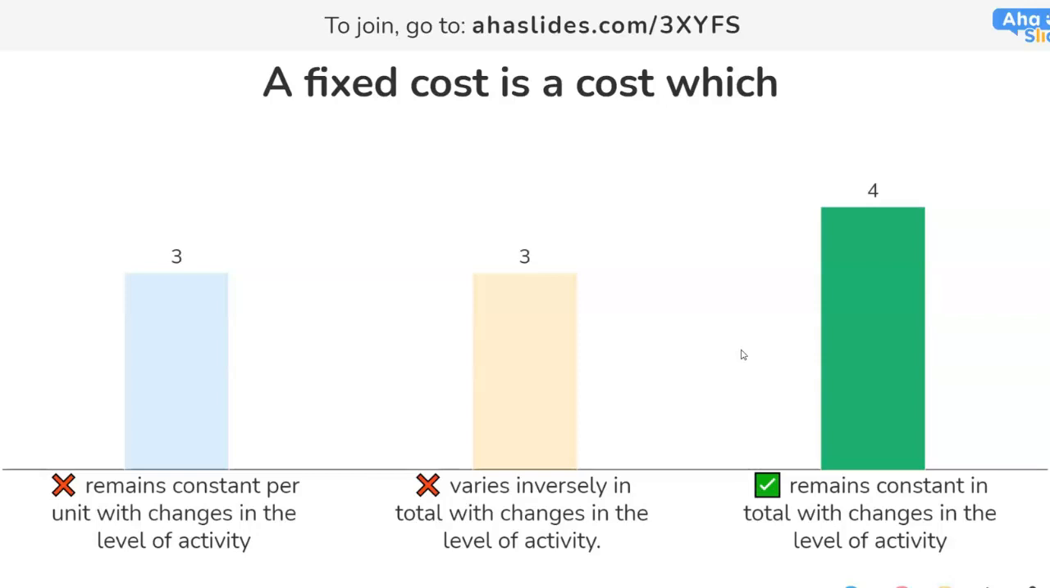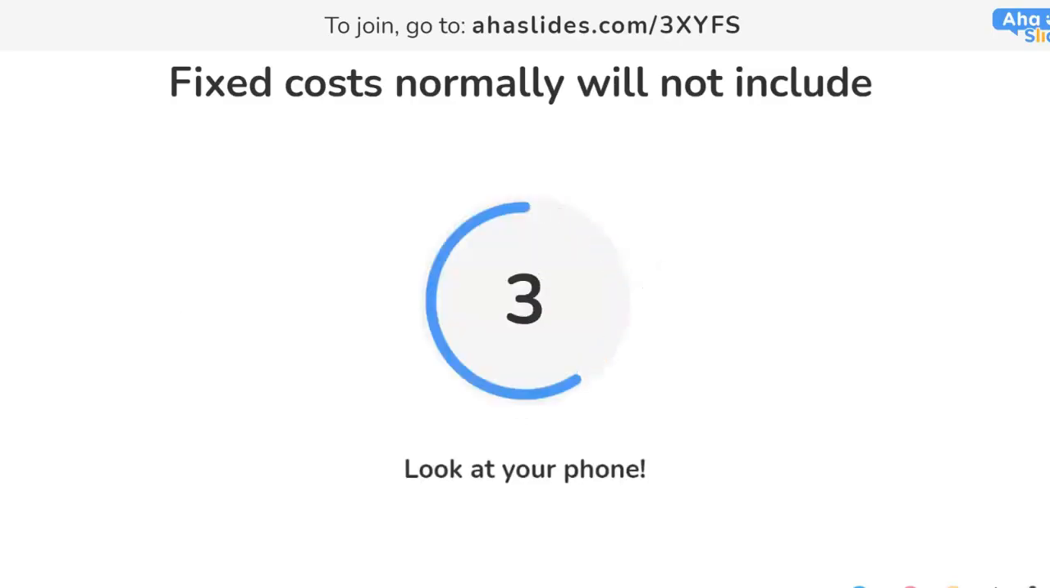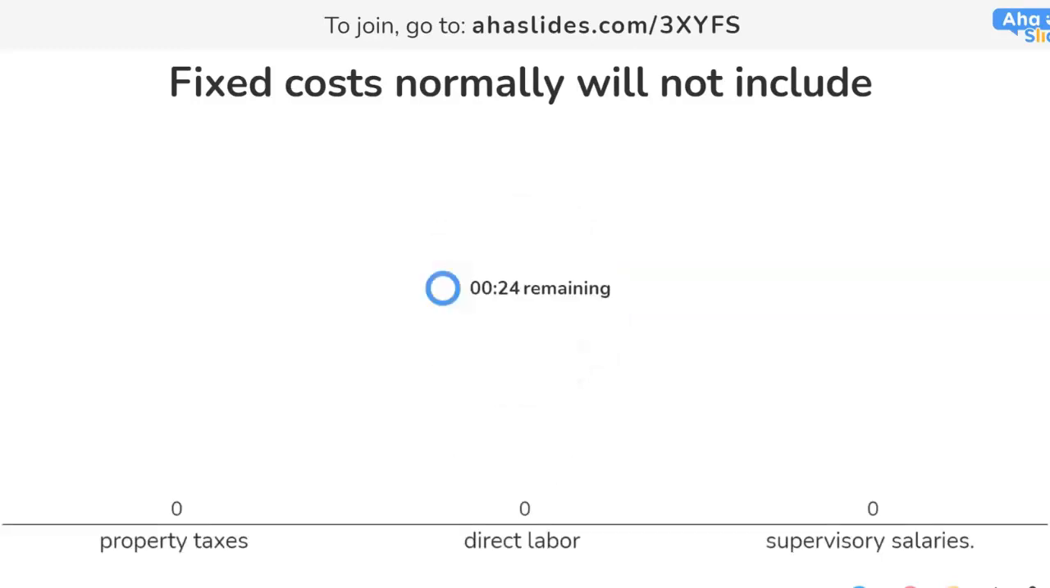Wow, my goodness here. Only 4 out of 10 people got it right. 6 people got it wrong. It remains constant in total with changes in the level of activity. Fixed costs normally will not include property taxes, direct labor, supervisor's salary.